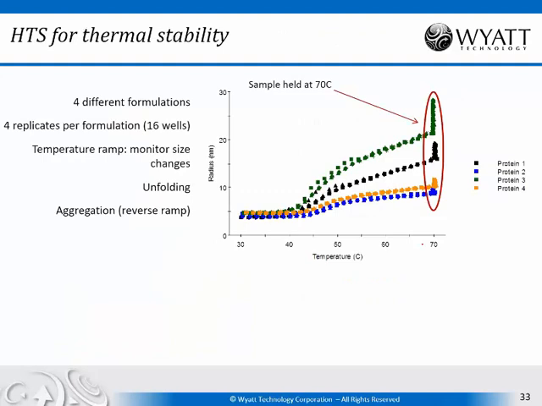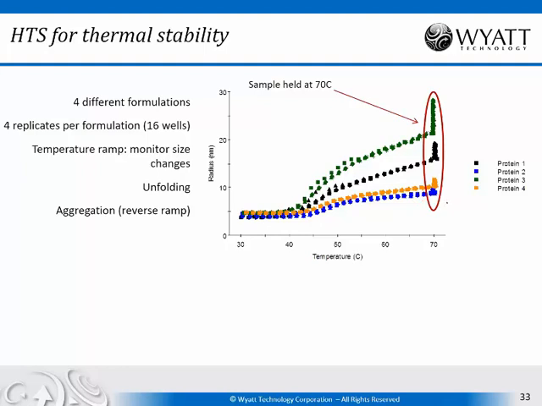Here's another example of using high-throughput screening in the dynamic light scattering plate reader for thermal stability, looking at some different formulations, each of which had multiple replicates, and again doing the temperature ramp, looking at the unfolding and aggregation. So if we were to do a reverse ramp, we would find if any of these are reversible and refold.